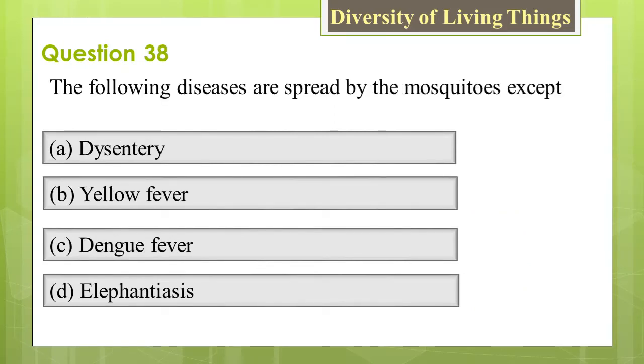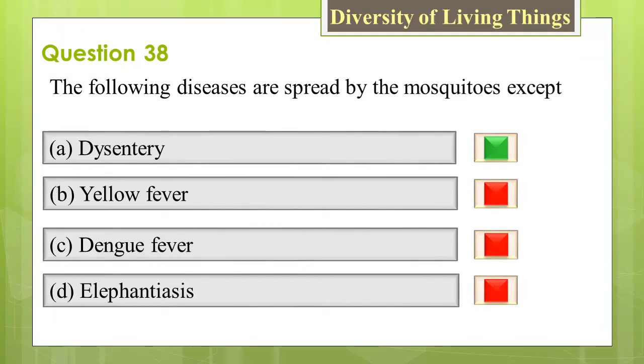Question 38. The following diseases are spread by mosquitoes except A. Dysentery, B. Yellow fever, C. Dengue fever, D. Elephantiasis. Which of the following alternatives is the correct alternative? The correct alternative is A. Dysentery.